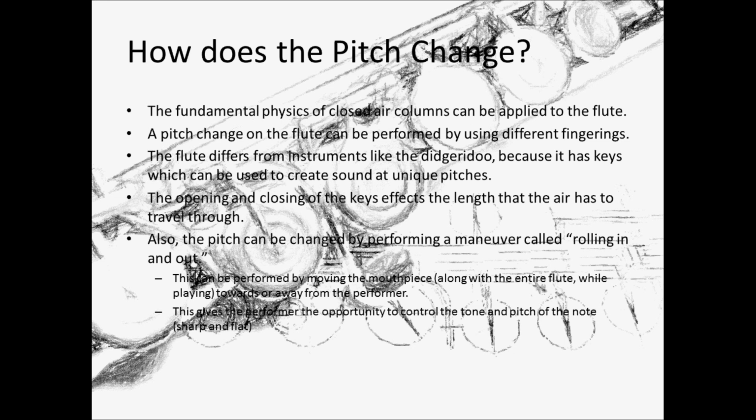Also, the pitch can be changed by performing a maneuver called rolling in and out. This can be performed by moving the mouthpiece along with the entire flute while playing towards or away from the performer. This gives the performer the opportunity to control the pitch of the note, making it sharp or flat. So this is rolling in and out. And these are two different notes with two different fingerings, showing the change in pitch by changing the fingerings.